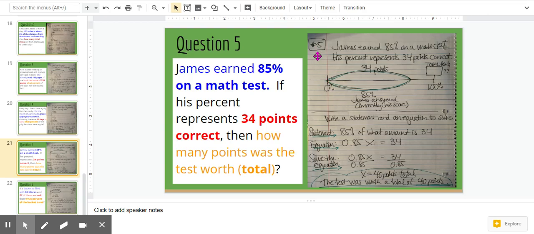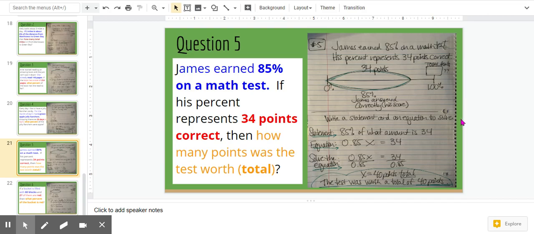I know from the story that his points were 34 points, representing that 85%, so I mark that as well. That ratio is complete. 34 points represents 85%. And we're asked, what's the total? I do not know that, so I have that as an open rectangle above 100%.